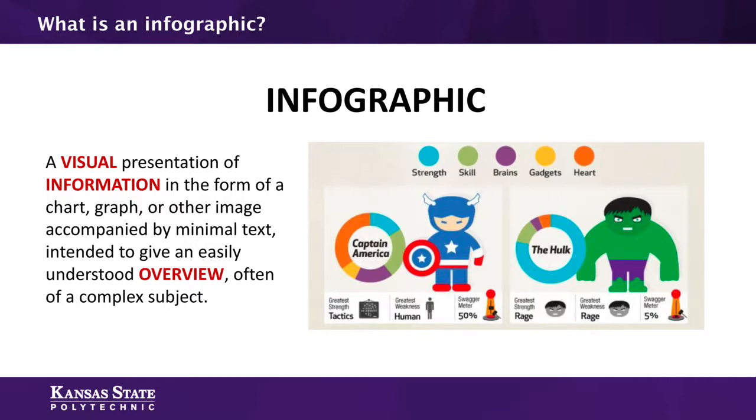So the Captain America character has a lot of heart, pretty good amount of brains. He's really well-rounded. Versus the Hulk, who has tons of physical strength, doesn't have a lot of brains. So that really gives you an overview of what that character is and what they're about. So that's an infographic.